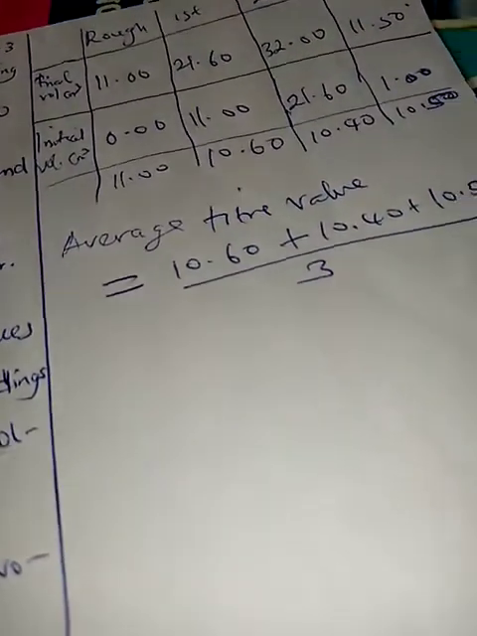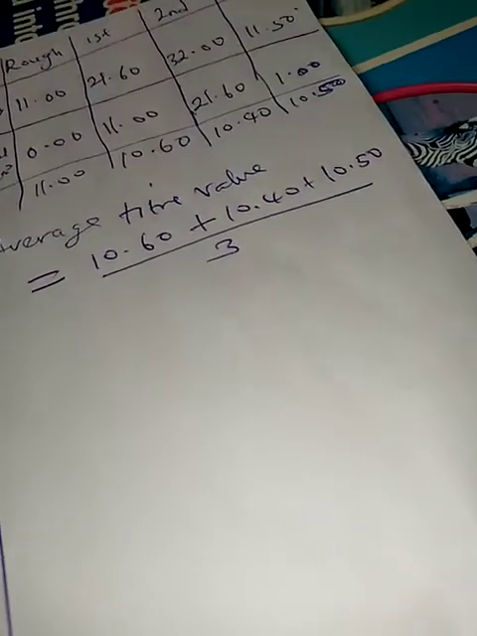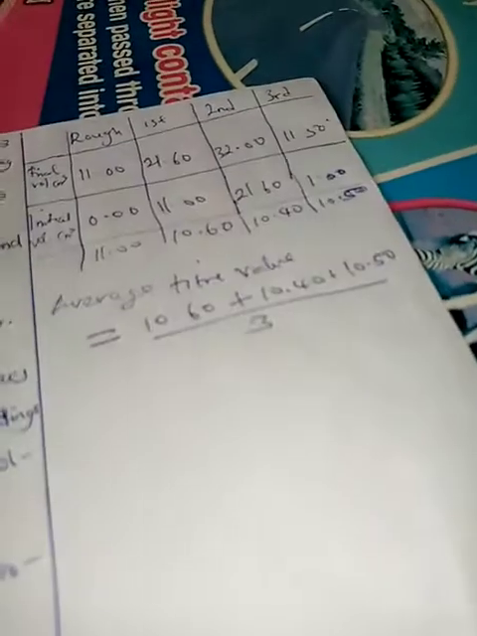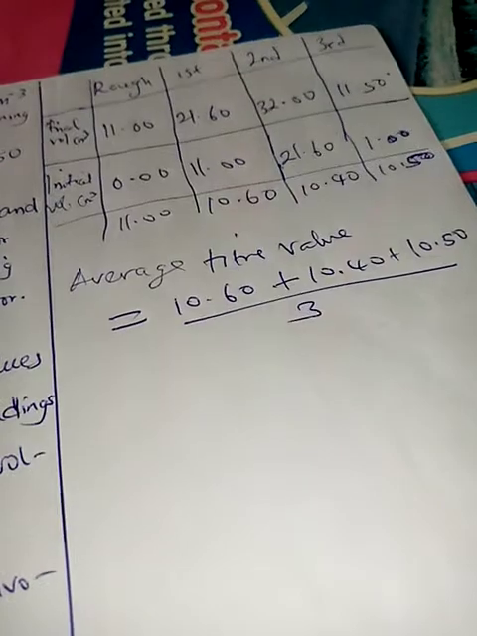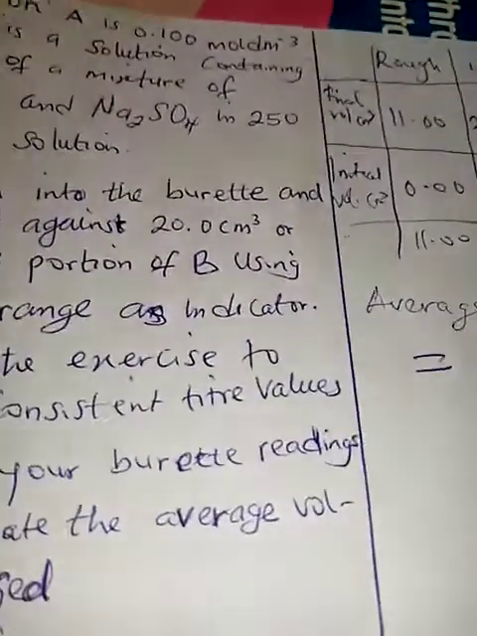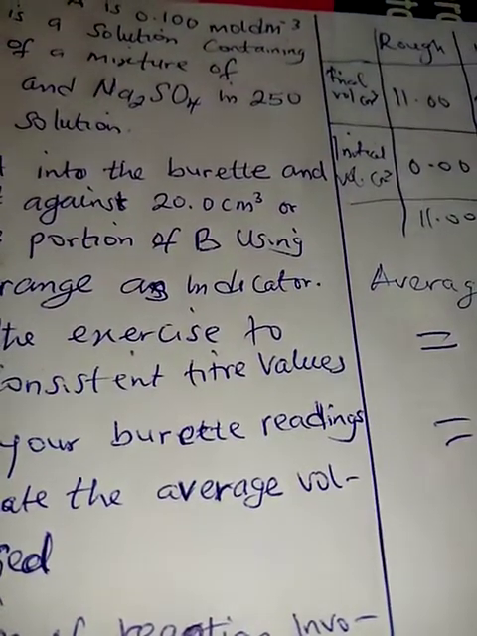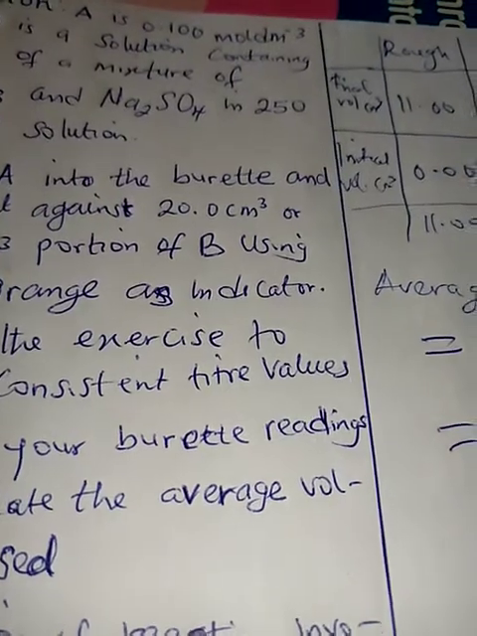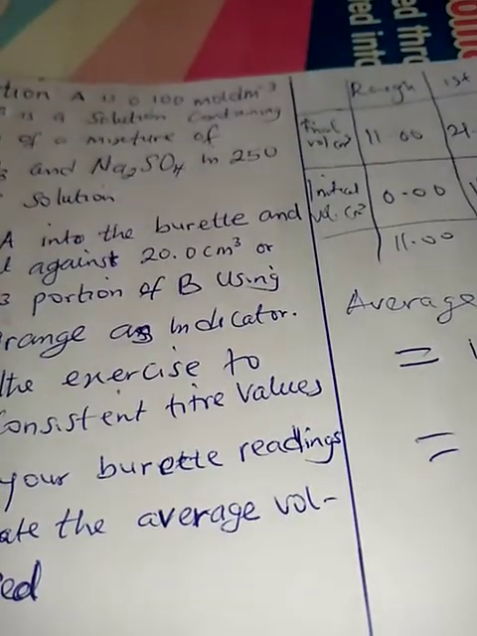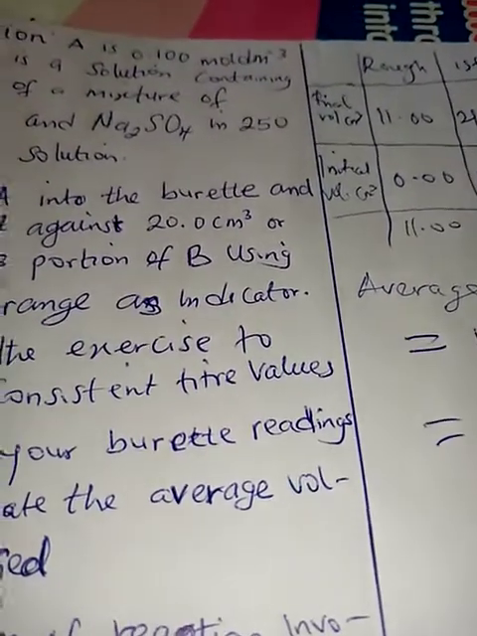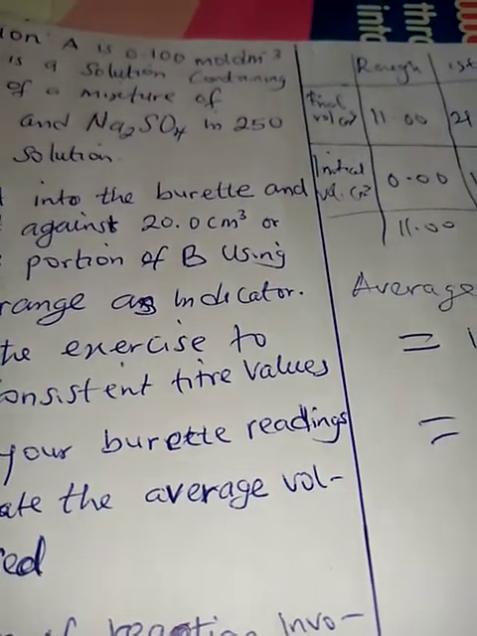10.60 plus 10.40 plus 10.50. I will have this 31.50. So I have 31.50 divided by 3. That will give me 10.50 cm cube.